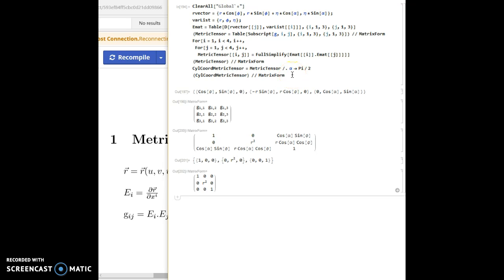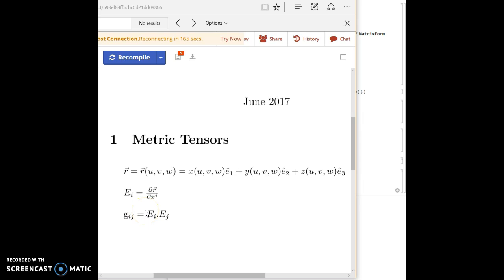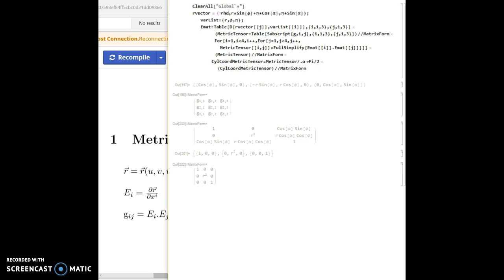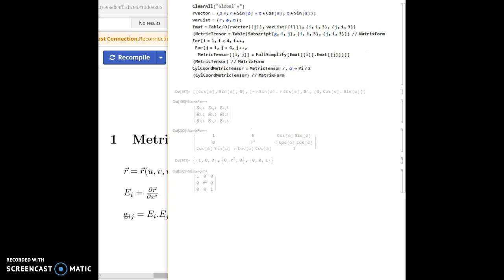And that's the end of this tutorial. So basically, we calculated the metric tensor using Mathematica and applying these three simple equations. And then you can calculate the metric tensor for any coordinate system by using this same code. All you would have to do is change your transformation equations and your variables. So let's say we want to do it for the spherical coordinate system, which is rho, theta, phi.